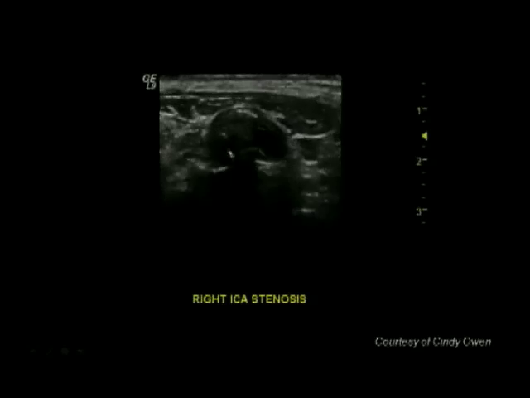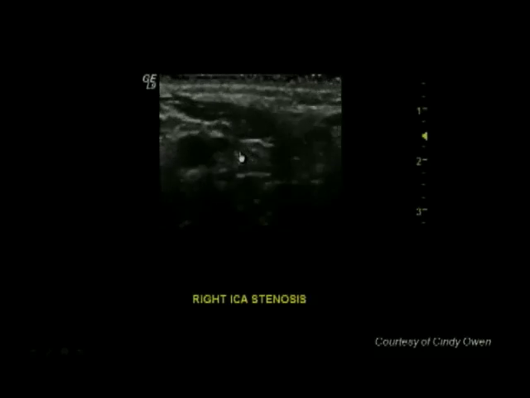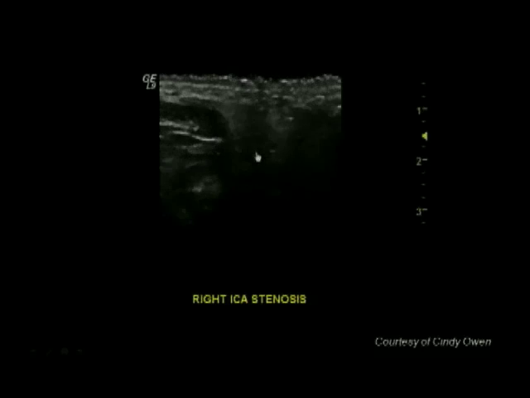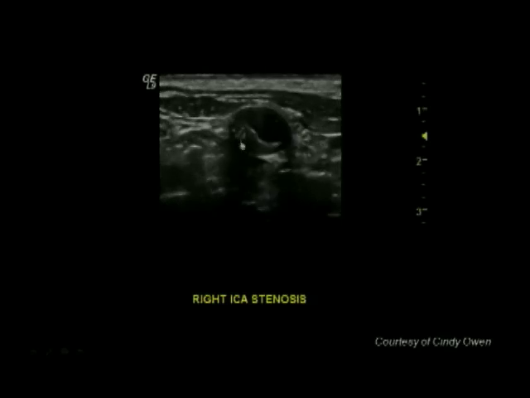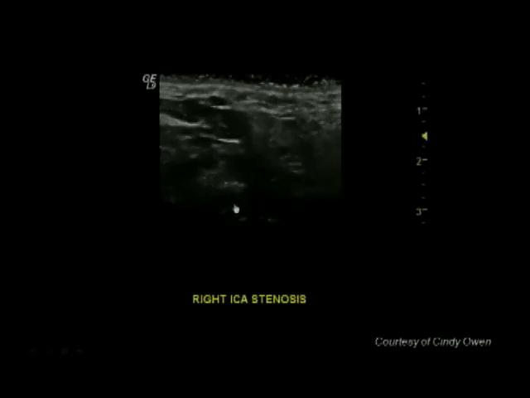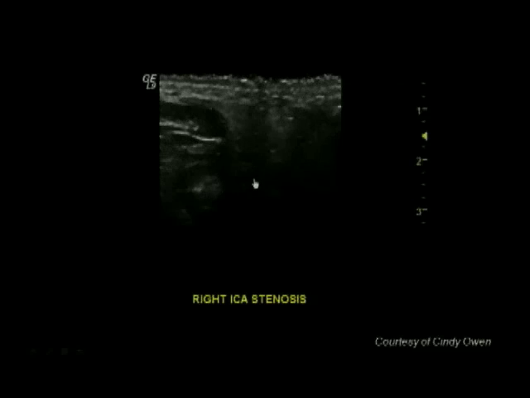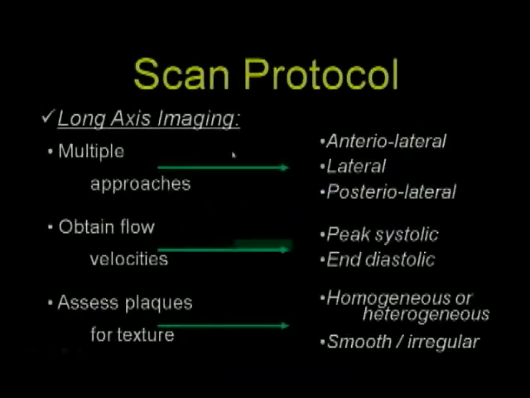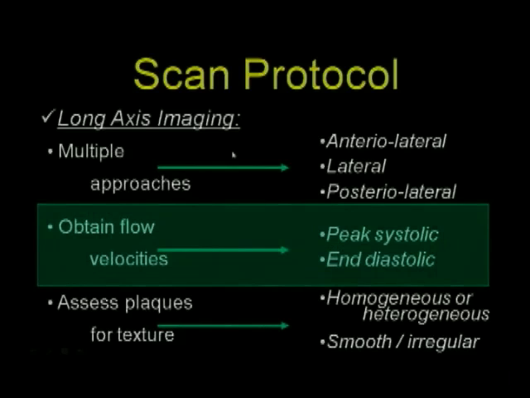You can see evidence that there's plaque within the carotid artery itself, not just within the internal carotid artery, but also at the level of the bifurcation. So from this very quick 10 to 12 second sweep, again, you get an idea about the level of the bifurcation as well as the extent and the location of plaque.